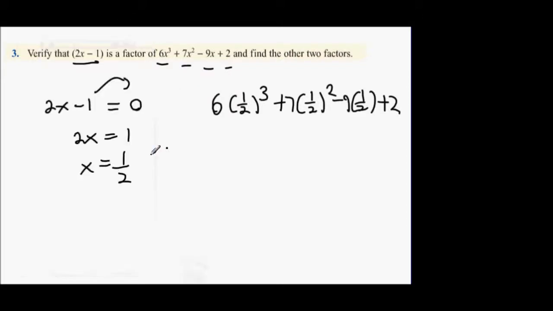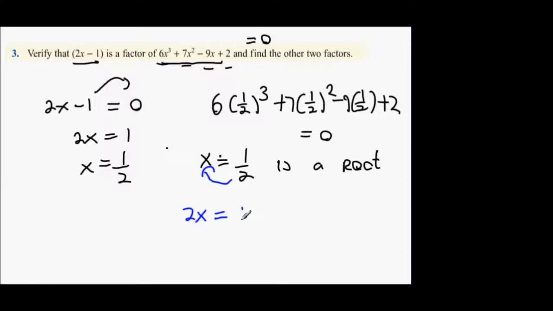This verifies that, because all this equals 0 when I solve this equation, one of my answers would be x equals a half. I've just verified that x equals a half is a root. And if x equals a half is a root, what you do is you work backwards. You can cross multiply out by 2. You get 2x equals 1. Bring out the 1. You get 2x minus 1 equals 0. This verifies that 2x minus 1 is a factor. Okay? Next part of this question is find the other two factors.